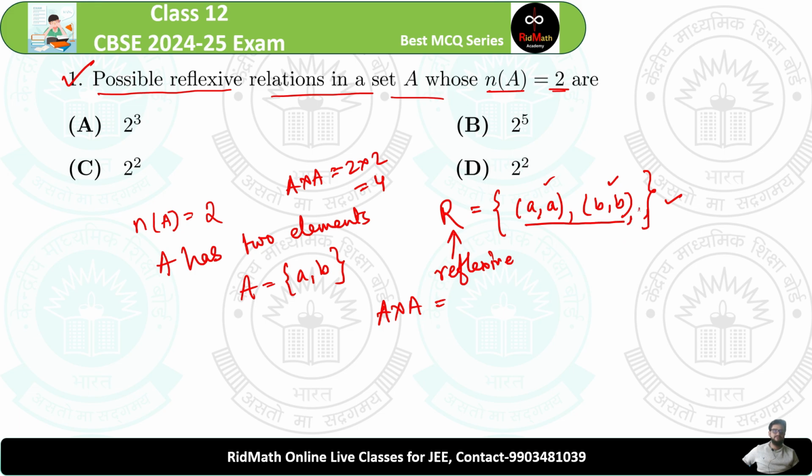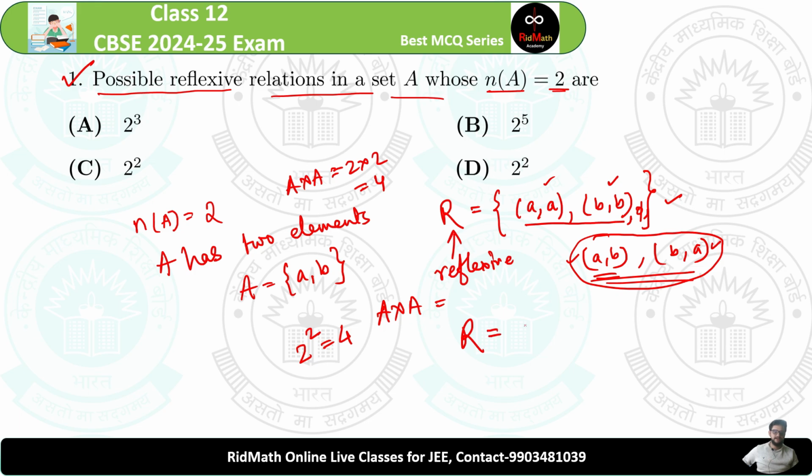So with phi taken, there are remaining 2 elements, that is (a, b) and (b, a). We can take one element at a time, either this element or this element, or both. So that means there are 2 other elements, from which we can make 2 to the power 2, that means 4 subsets, so that R is a reflexive relation. This is one reflexive relation and this is the second reflexive relation.